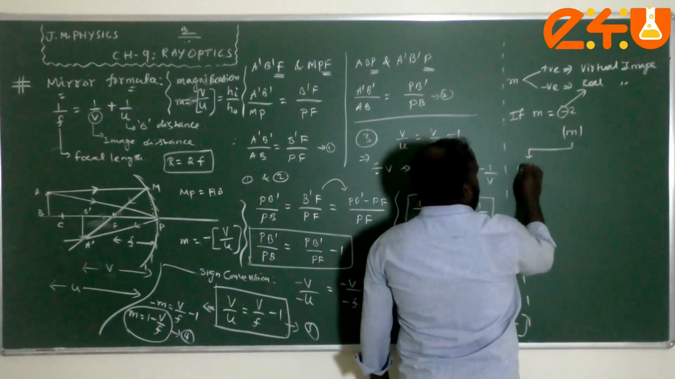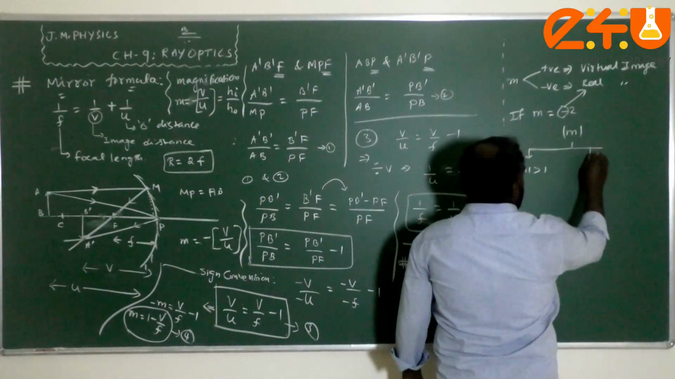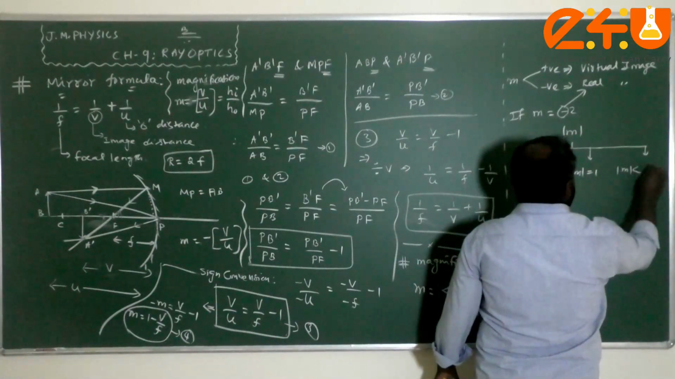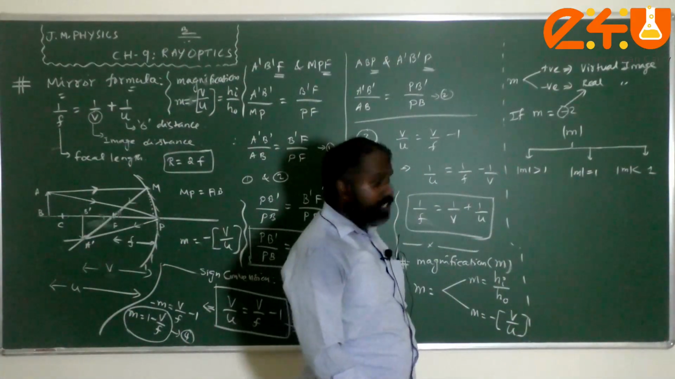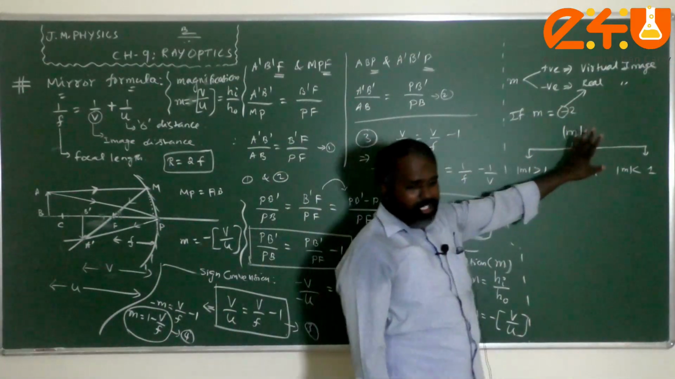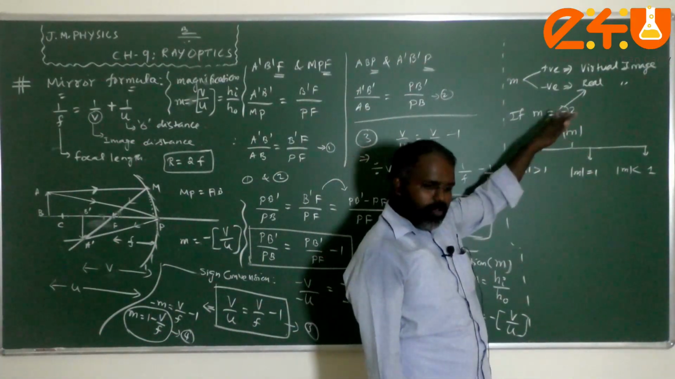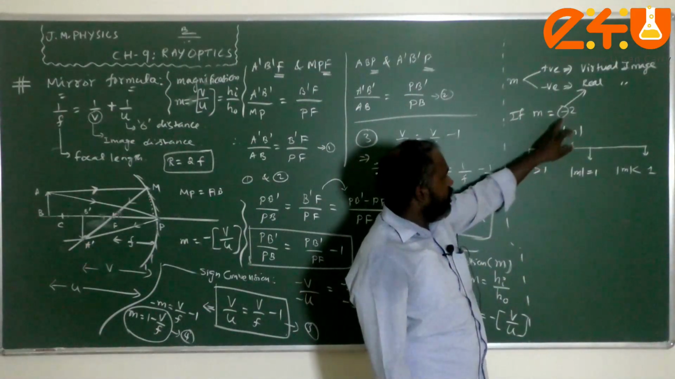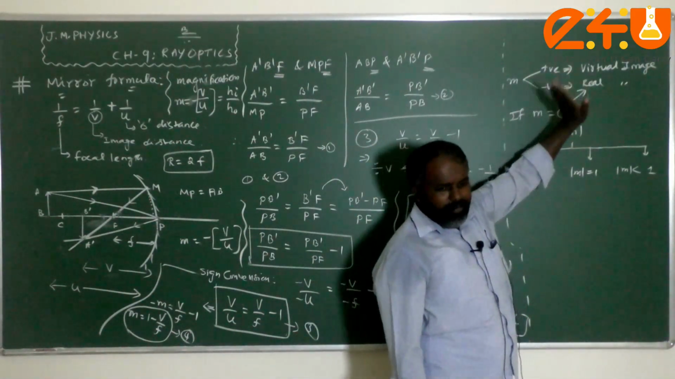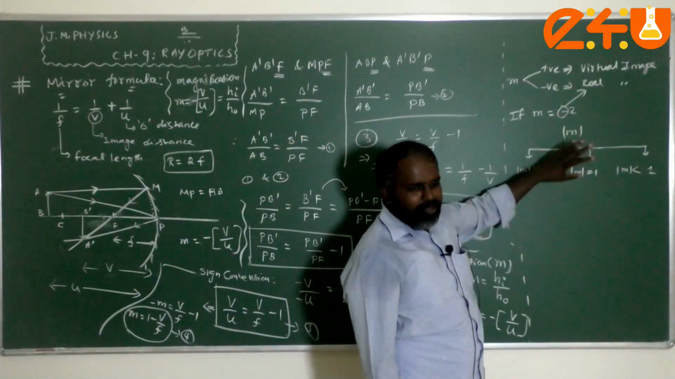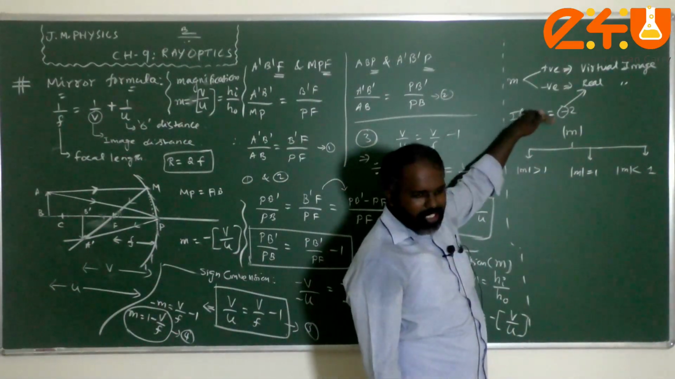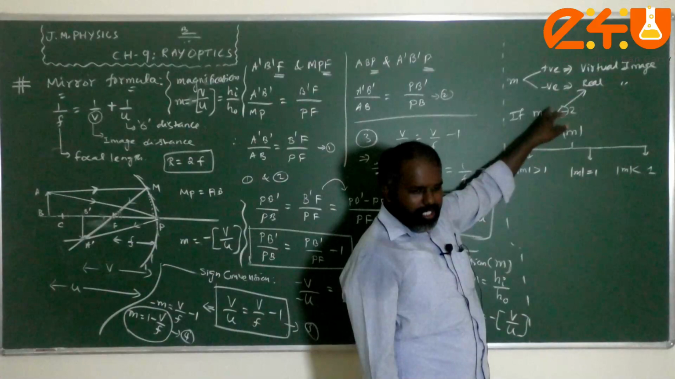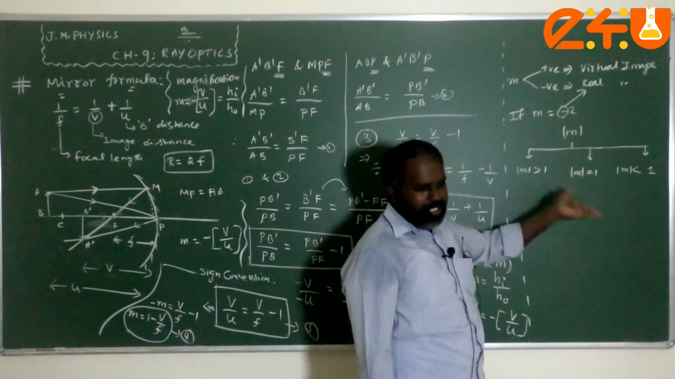That is, modulus M is greater than 1, or modulus M is equal to 1, or modulus M is what, children? Less than 1. Please try to understand. If M is equal to minus 2, this is the actual value we got during the calculation, and the negative sign indicates real image. If you are getting plus 2, plus means virtual image. Now to check whether the image will be enlarged or diminished, you find the modulus. Minus 2 means modulus is plus 2 only. If plus 2 is given, the modulus is also plus 2.